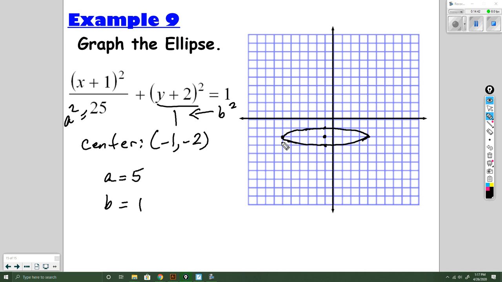All right. So we have just the basics on circles and the basics on ellipses, enough to be able to draw a rough sketch of both of those things.